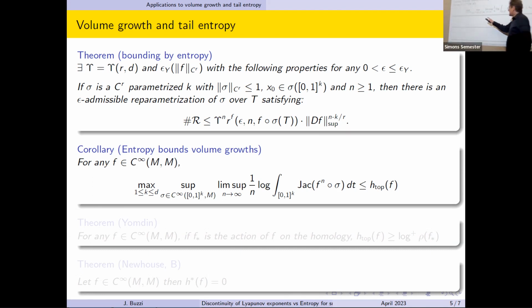If it has a large C^r size, you just split it into finitely many disks with epsilon C^r size, and now you can apply the previous theorem. This integral is just the volume of the image of the disk.